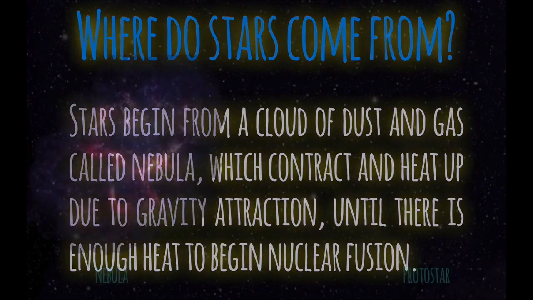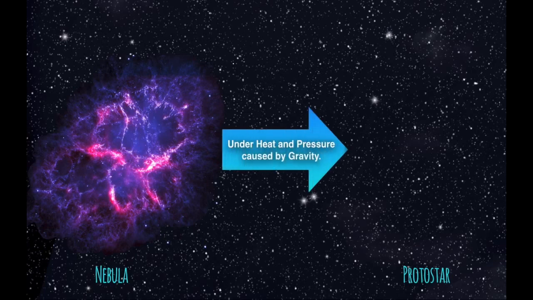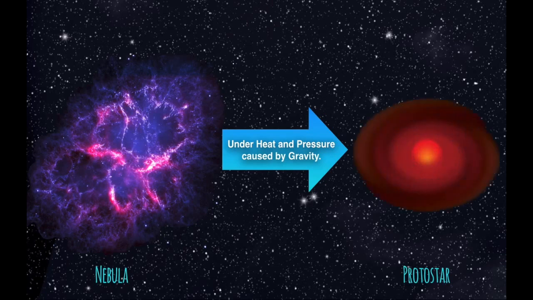So this is what a nebula could look like. All right, so a nebula is a cloud of dust and gas, and from that nebula, under heat and pressure from gravity, we get a protostar. Now, a protostar is a spherical object. You could see it in the center there, with rings of material outside of it.